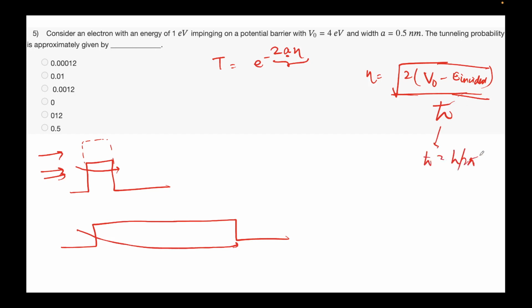6.626 minus 34 pi, you know. V naught is 4 eV, E incident is 1 eV. Just remember to convert everything to SI units. It's very important. And A, you know, 0.5 nanometers, again convert into SI units. You can see it's 0.5 nanometers, right?